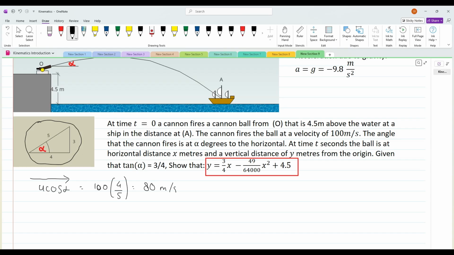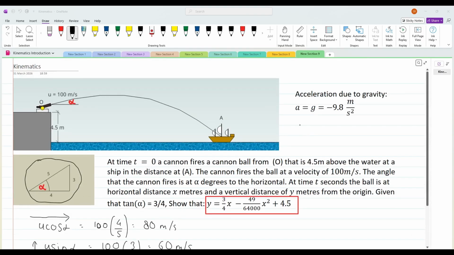meters per second. In the vertical, we have this time u sine alpha, and this equals 100 times 3/5 equals 60 meters per second. We must also note that the acceleration due to gravity is minus 9.8 meters per second squared.